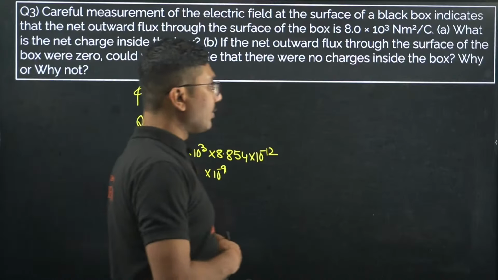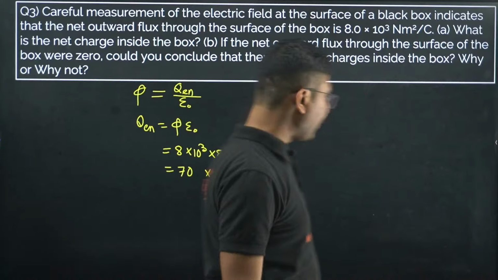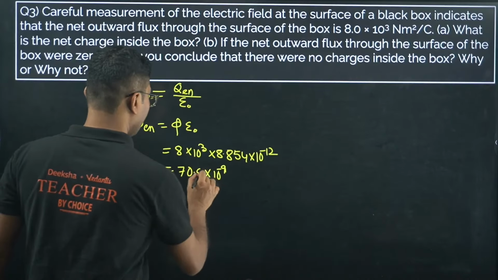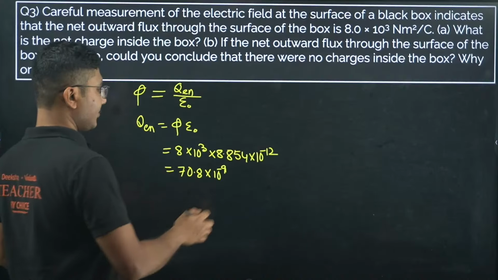Second part answer I want to ask you. 70.8 into 10 to the power of minus 9. Okay, 70.8 into 10 to the power of minus 9. This is the charge enclosed.